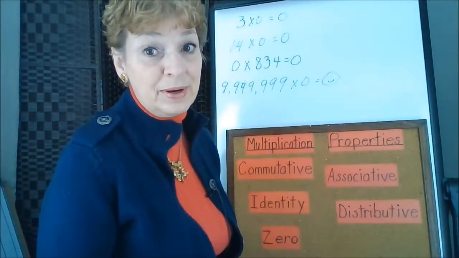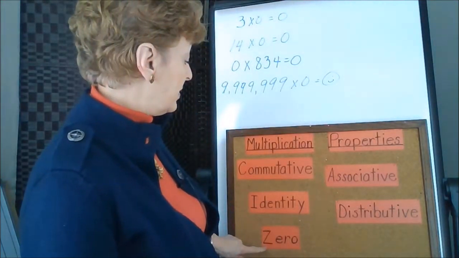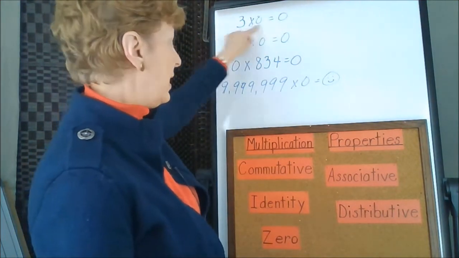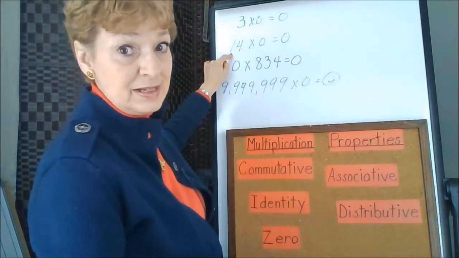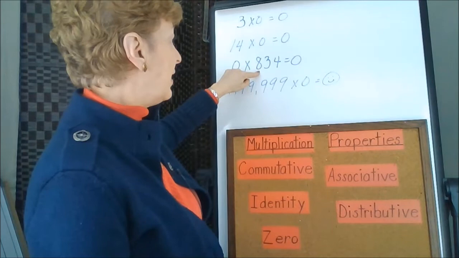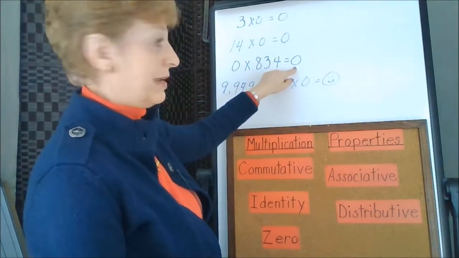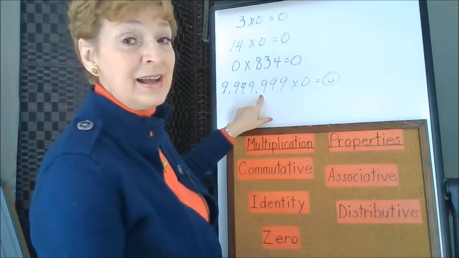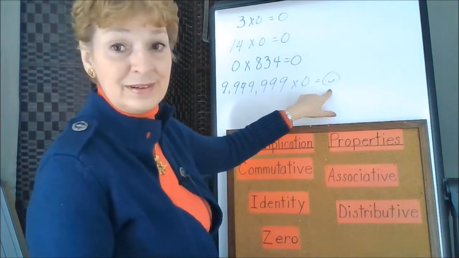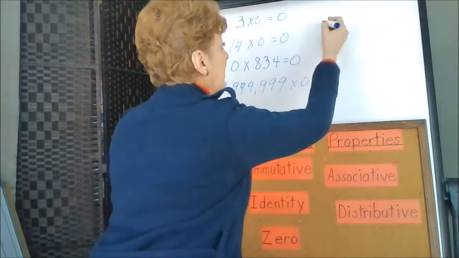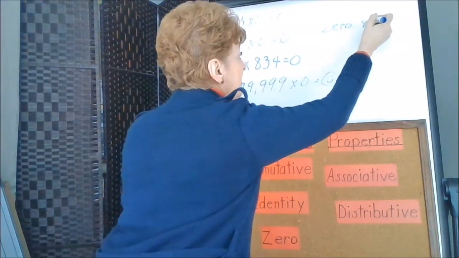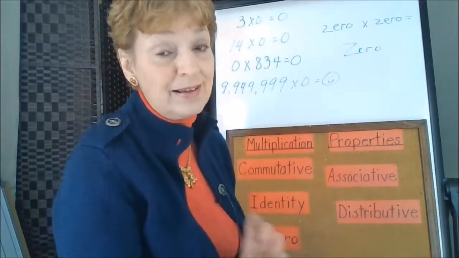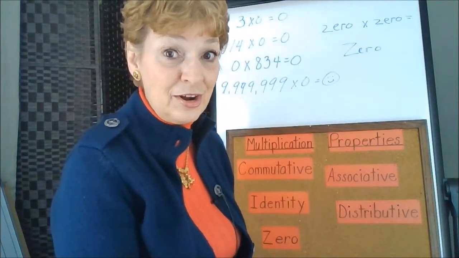Now that zero property really comes in handy too, because whenever we multiply any number by 0, we get 0. So 3 times 0 is 0. 14 times 0 is 0. 834 times 0 is 0. Even 9,999,999 times 0 is 0. 0 times 0 equals 0. That can be very helpful when multiplying larger numbers.